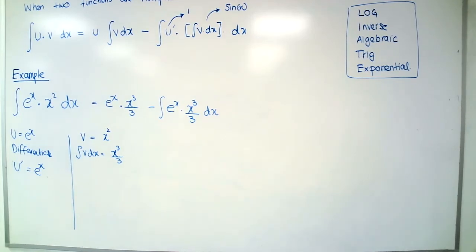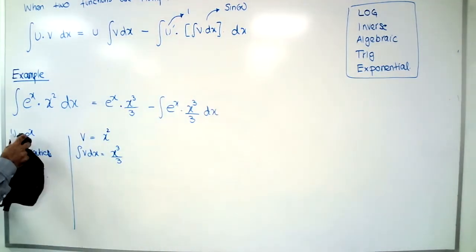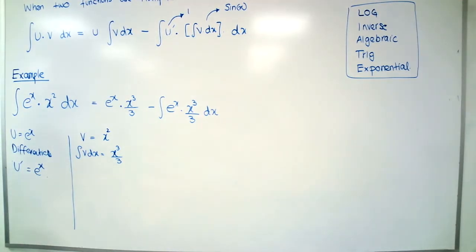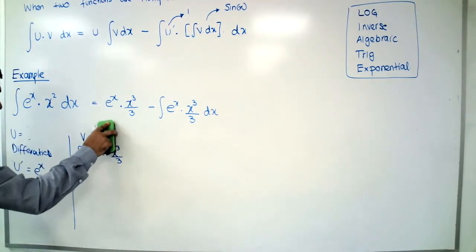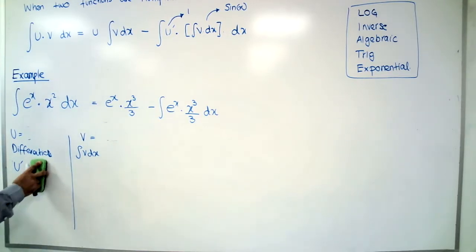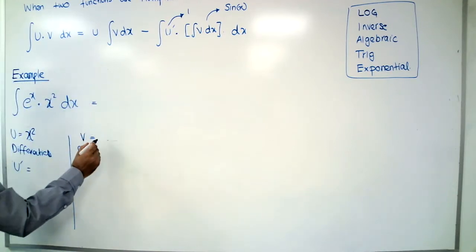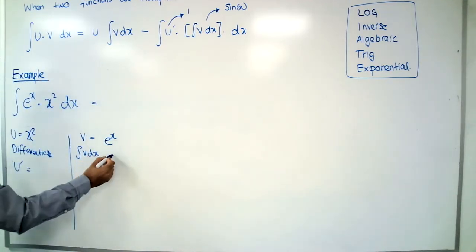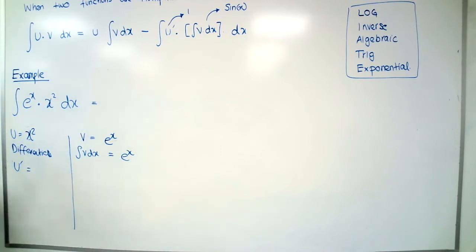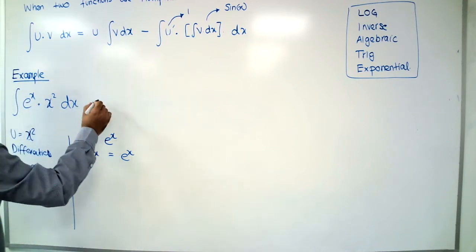So let's have a look at this bit where we change the u and the v. So this is incorrect. So let's have a look. U is my x squared. Let me clear that one because we made a mistake. U is x squared. Based on that one, algebraic is the u. Exponential is that one. When you integrate that one, that's still an e to the x, isn't it? But this thing is going to reduce to how much? 2x.